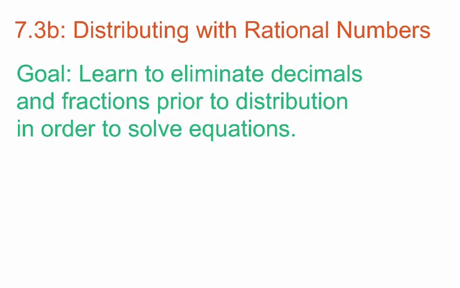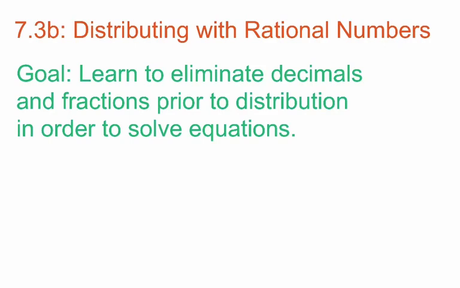Our next lesson in Module 7, Lesson 3 is going to be 7.3, Distributing with Rational Numbers. So our goal for this lesson is to learn to eliminate decimals and fractions prior to distribution in order to solve equations. Now with this Module 7, Lesson 3, I'm actually going to be going through this lesson in 3 videos, so there will be another part coming up tomorrow.